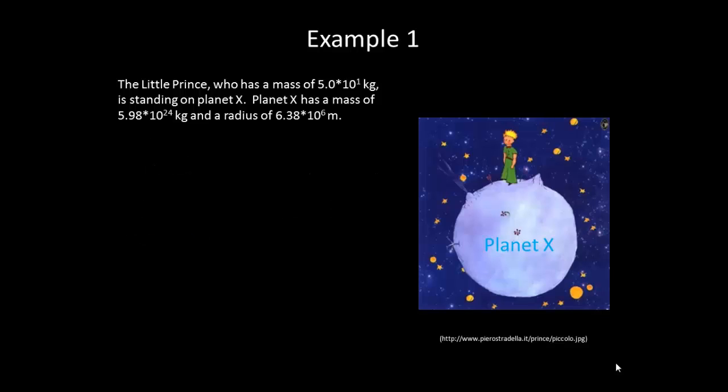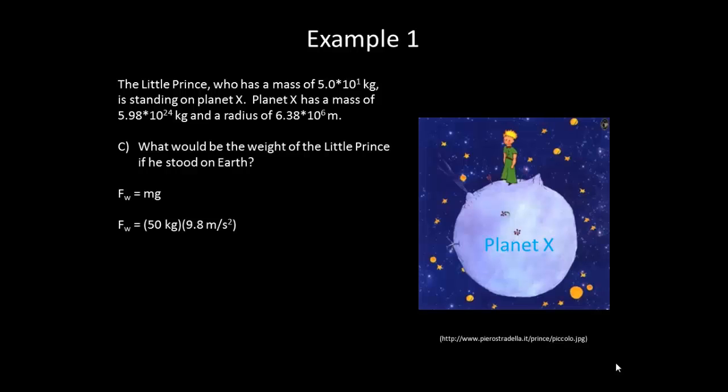Now let's take the little prince and stick him on the planet Earth. What should his weight be? Well, we know that the force of weight is equal to m times little g, so 50 kilograms times 9.8 meters per second squared gives us 490 newtons. 490 newtons downward? That sounds a little familiar.